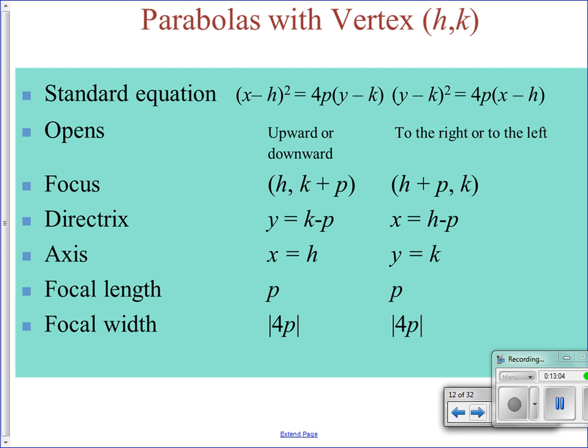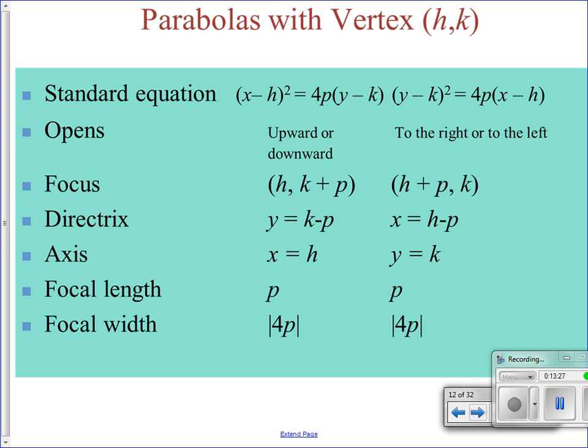Here are now the parabolas with the vertex h, k. Remember, if it's grouped, it's horizontal and opposite. That's what's happening here. Okay? So the only difference now is we've got something grouped with x, we've got something grouped with y, so now we're moving the vertex around to be h, k. Okay?